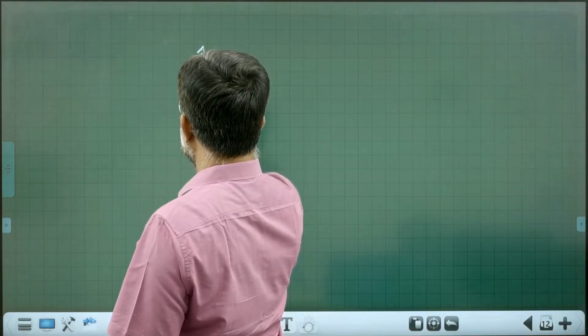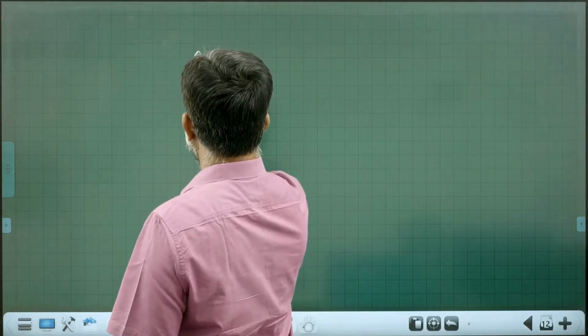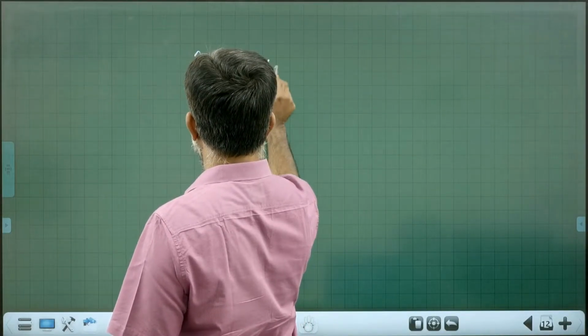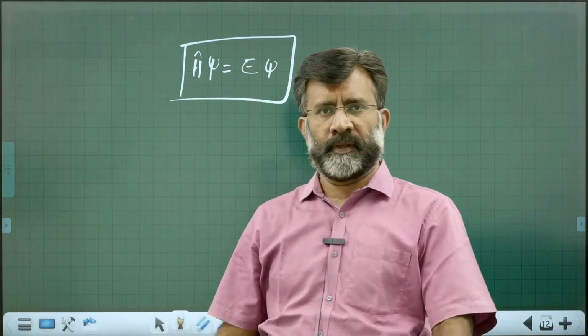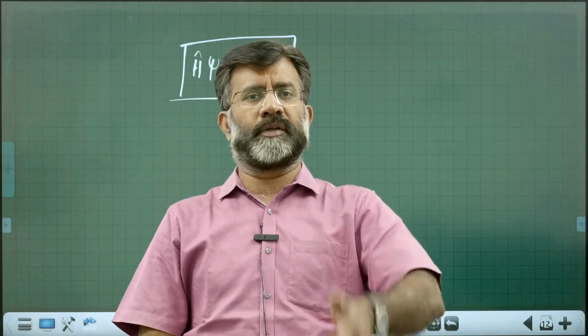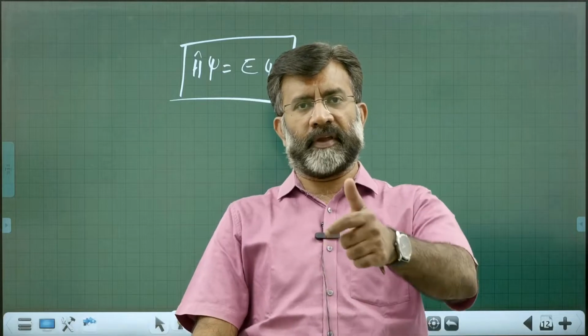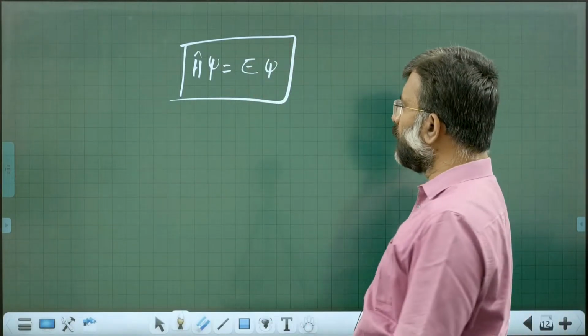H cap psi is equal to E psi. This is called the Schrödinger wave equation. He said every atom, molecule, system, ions, we can have a Schrödinger equation. We can have a wave equation. H cap psi is equal to E psi.